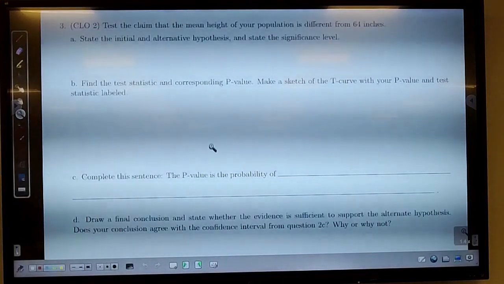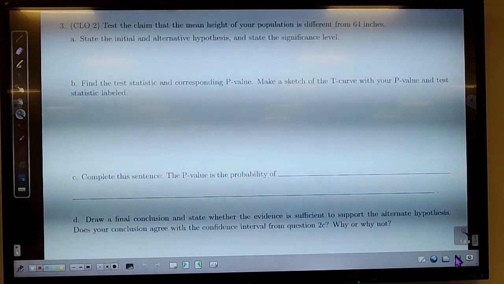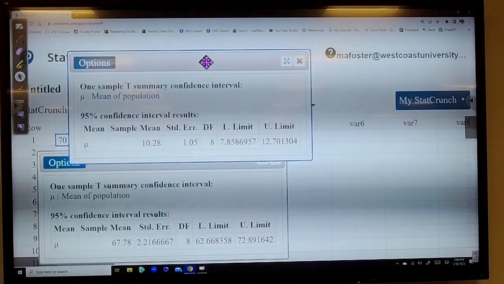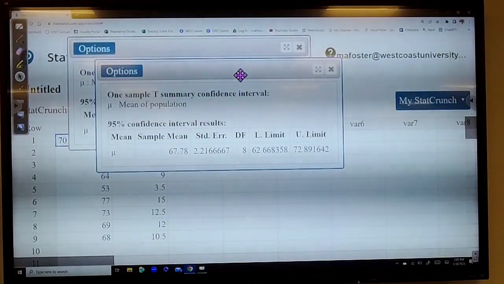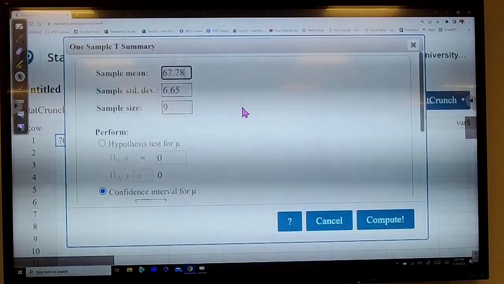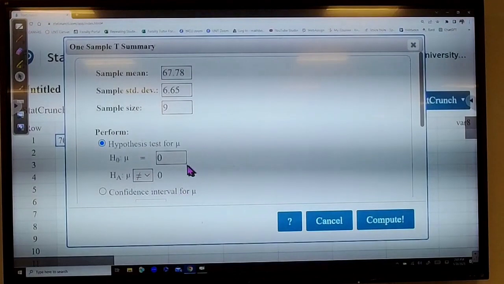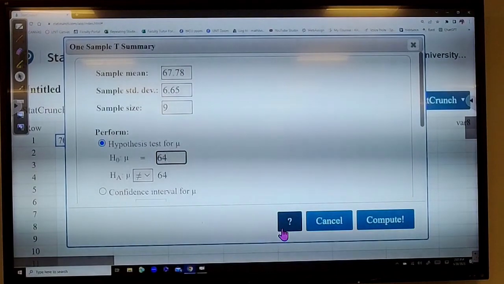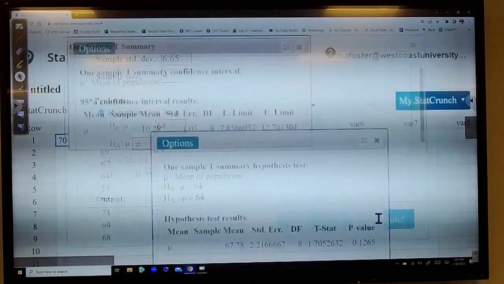Hypothesis test. If you still have your StatCrunch window open for the information about the height, you can go back to it and click Options, Edit. If you don't have it open, you will just have to type in your stuff again. If I go to options, edit, it brings the thing right back open with my information about the height. And now I can just pick hypothesis test instead of confidence interval. And they're having us check, is the mean height equal to 64 or is it different from 64? And I click compute.